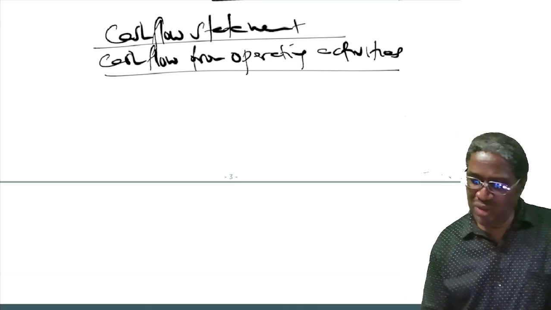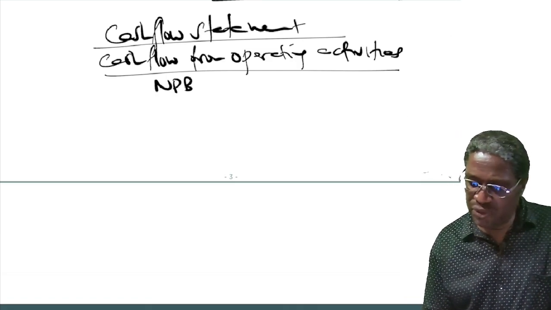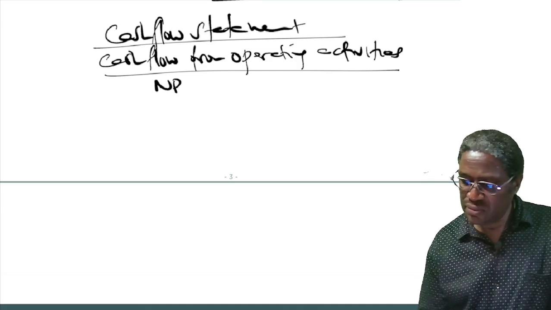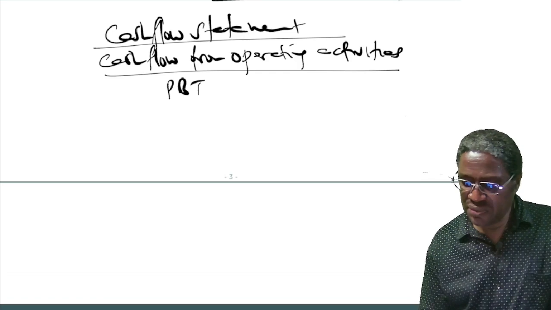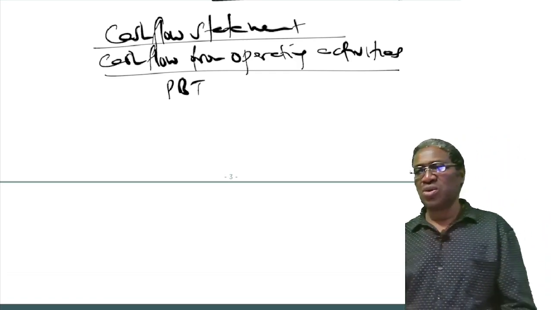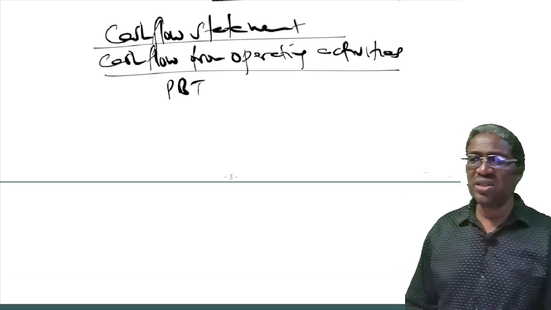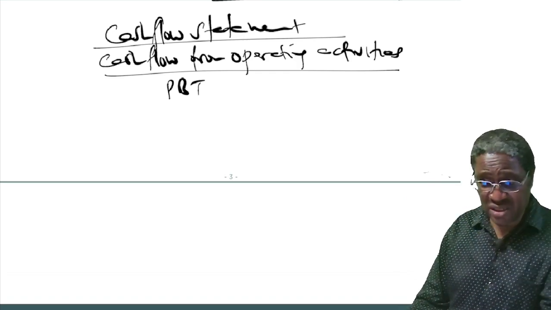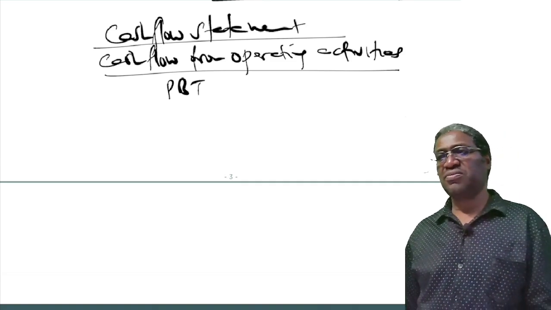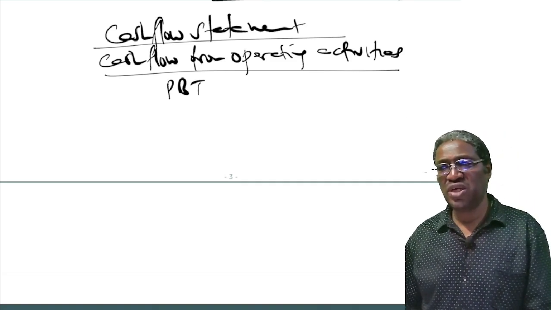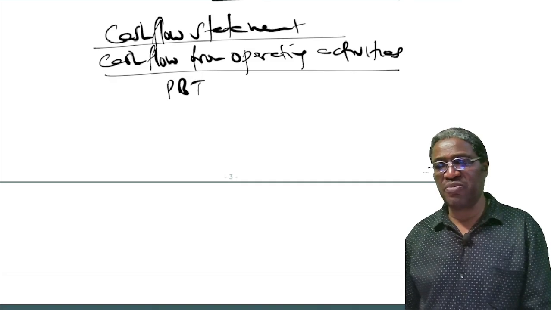Okay, so we normally start with what we call net profit before tax, or let's call it profit before tax. That one you know. Where do you get it? Listen, it's an amount you're always given. Go to the income statement and pick the profit before tax.